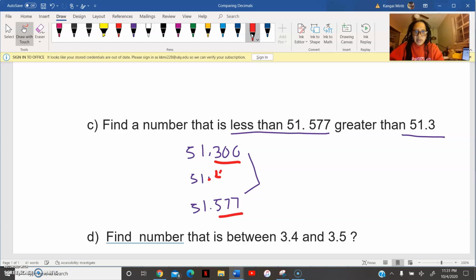Suppose we pick a number that's less than 51.577 and greater than 51.3.